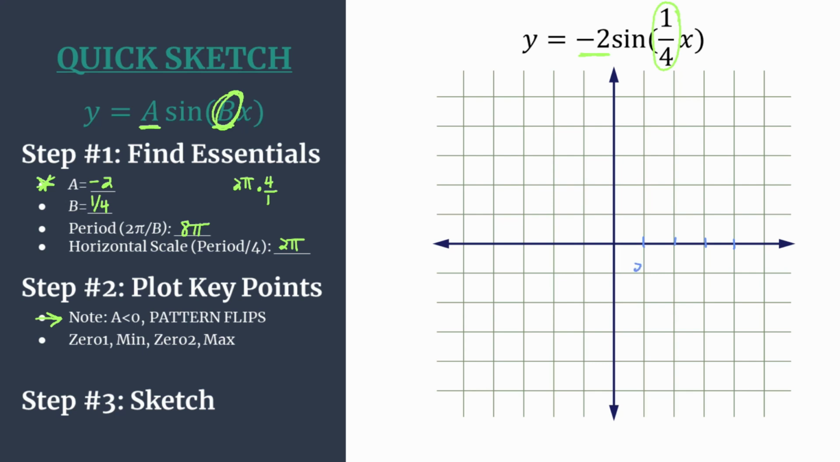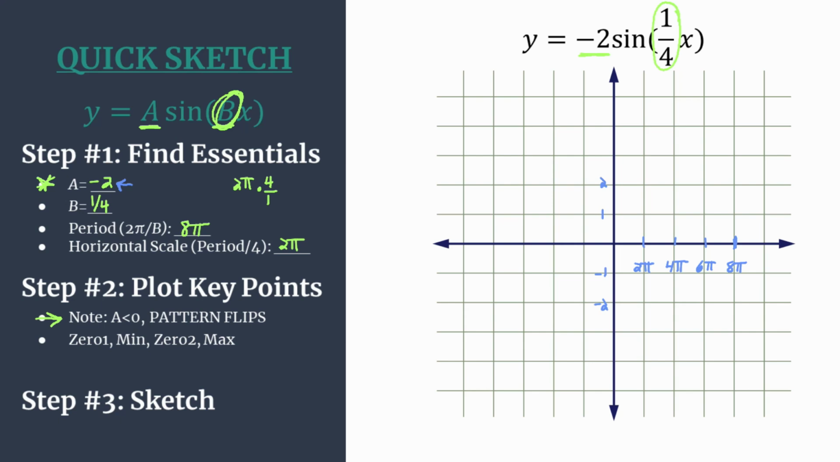Counting by 2 pi, so easy enough. 2 pi, 4 pi, 6 pi, 8 pi. That 4th tick mark to the right of the origin will always match your period when you set it up this way. And then for the vertical scale, look back to that value for a. That's usually a really good guide for your vertical axis. So let's count up by 2 and down by 2 to make sure we get our max and our min. All right. Now we're ready for step 2.